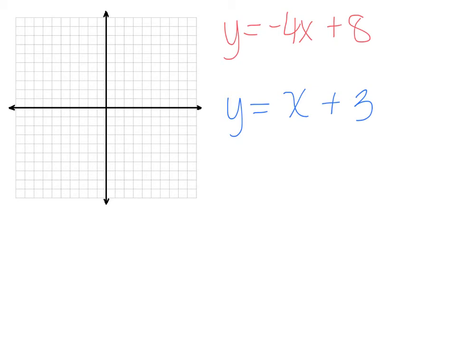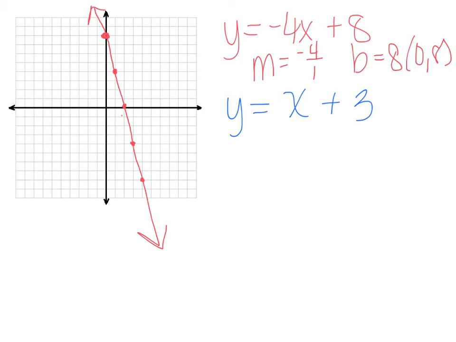So I'm going to start the same way. I'm going to start with that red line, and I'm going to say my m, or my slope, is negative 4 over 1, and my b again is 8, or 0, comma 8. So I'm going to graph 0, comma 8 first. Now I'm going to go down 4, to the right 1, and I'm going to keep going. I'm going to make my line through that.